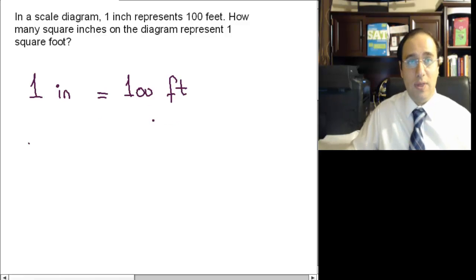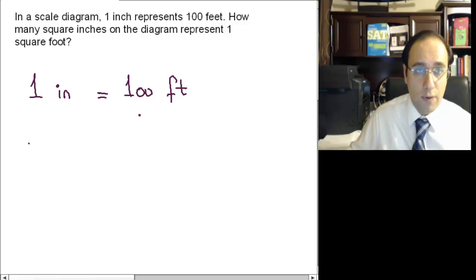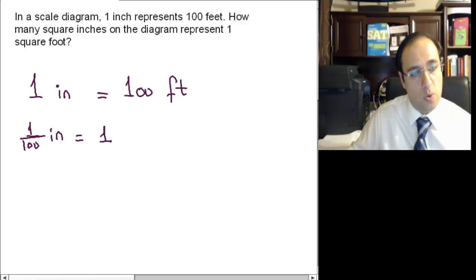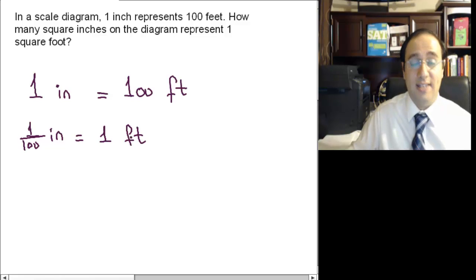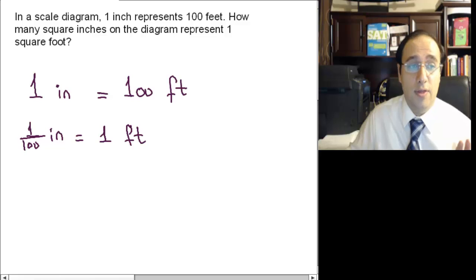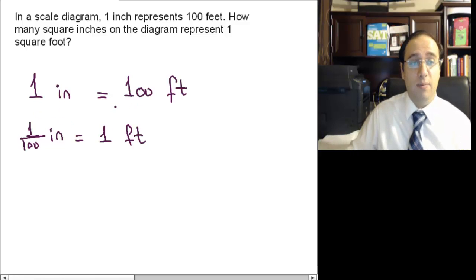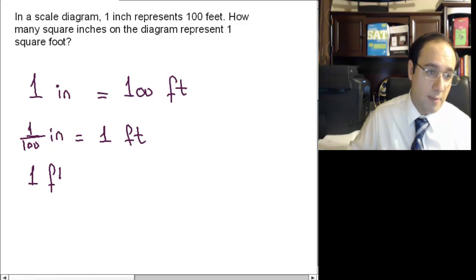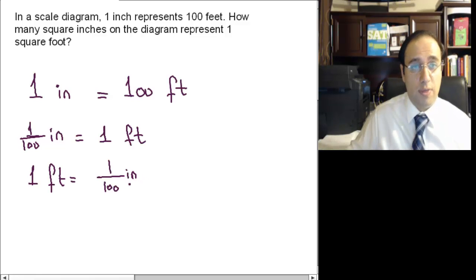Now, before I do anything, let's get 1 foot. So in order to get 1 foot, I divide both sides by 100, meaning 1 over 100 inches equals 1 foot. I still didn't apply the square. I just divided both sides by 100 to get 1 foot. Rearrange it so that it looks good. So that means that 1 foot is 1/100th of an inch.